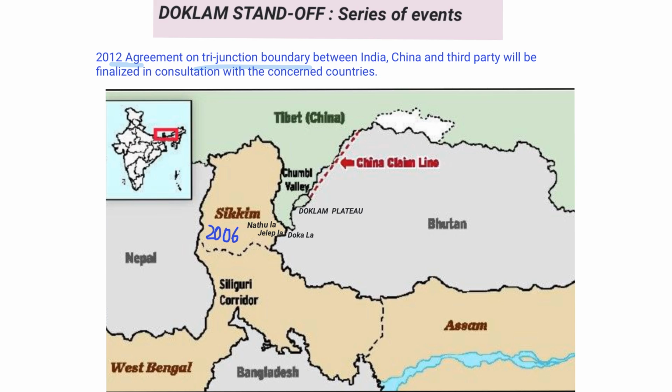tri-junction boundary between India, China and any third party, that in case of tri-junction boundary points, the third party will also be consulted while finalizing the boundary, and any attempt therefore to unilaterally determine the tri-junction point is in violation of this understanding.